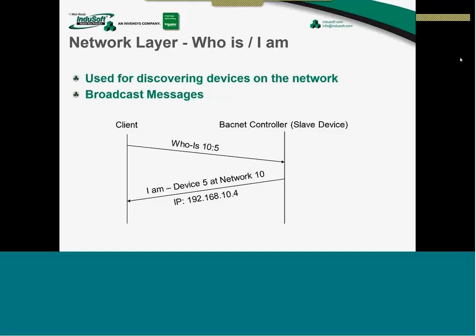One of the great services available on BACnet is the Who-Is/I-Am service. This is a discoverability service, used to discover devices on the network. For example, a Who-Is message is sent to the broadcast, and then the device sends an I-Am including information like device ID, network number, and IP. But we will talk more about this later.